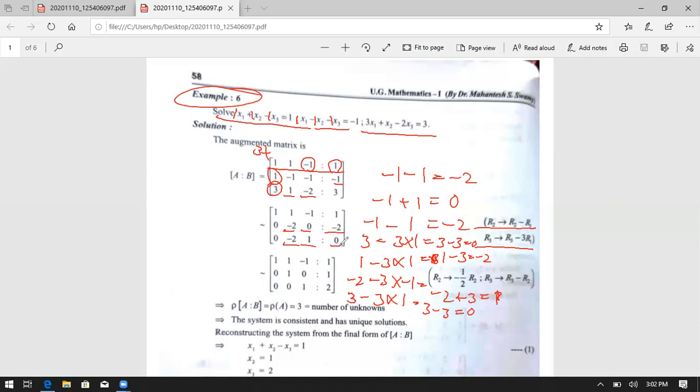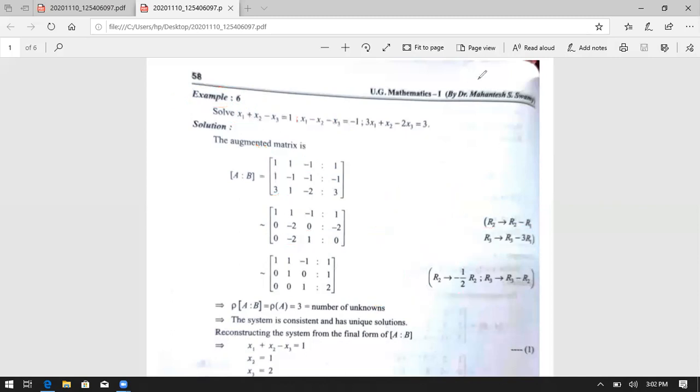Next come to this one. This one is 0. After that, R3. See here, R2 is minus 2 is there. R3 also minus 2 is there. That's why operating R2 equal to minus 1 by 2 R2. Minus 1 by 2 R2 means minus into minus is plus, the 2 cancels, remaining is 1.